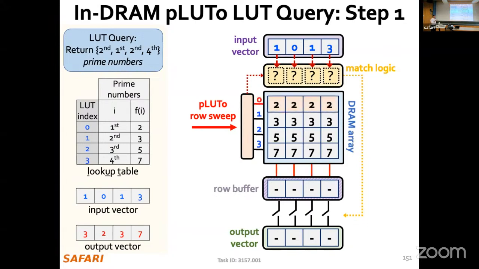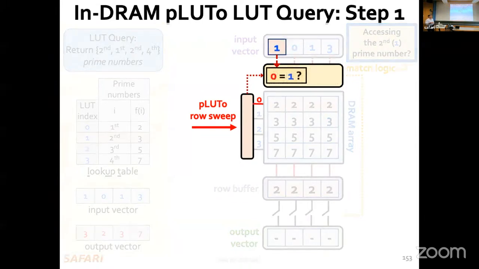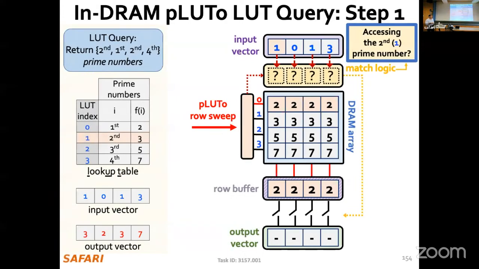So let's start. I issue this Pluto row sweep operation, and my first row is accessed. When the first row is accessed, the data is copied from the row to the row buffer as before. Now I start checking the elements stored in the input vector against the row index currently being accessed. Am I accessing the first row right now? It's a bit confusing because zero is actually the first and one is the second. So am I accessing the second row right now? No, I'm accessing the first one. So is zero equal to one? No, so I don't assert the transistor that connects the row buffer to the output vector. It's not a match.